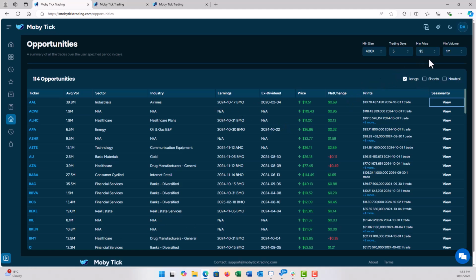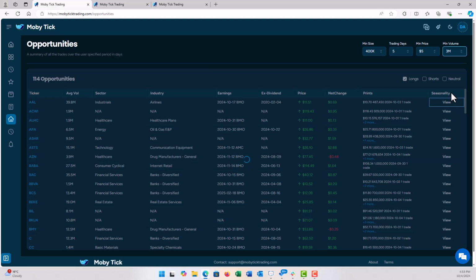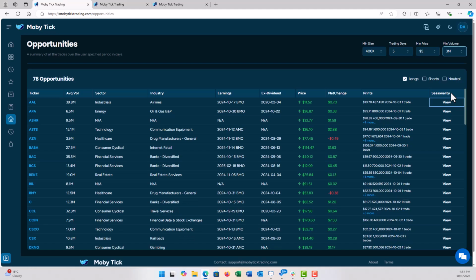What you can do as well is if we increased the parameter for the average volume, say to 3 million, that gets us down to 78. Now, the reason why we do that is if a stock has a lot of volume every day, it's more liquid. And that means potentially the options might be better if you're doing that for liquidity, but it also gives us a better selection of trades.